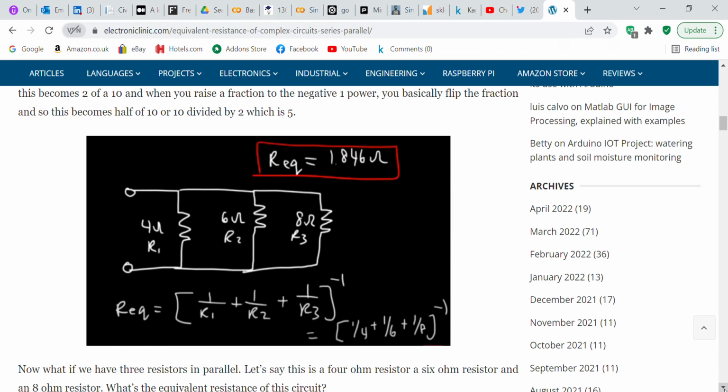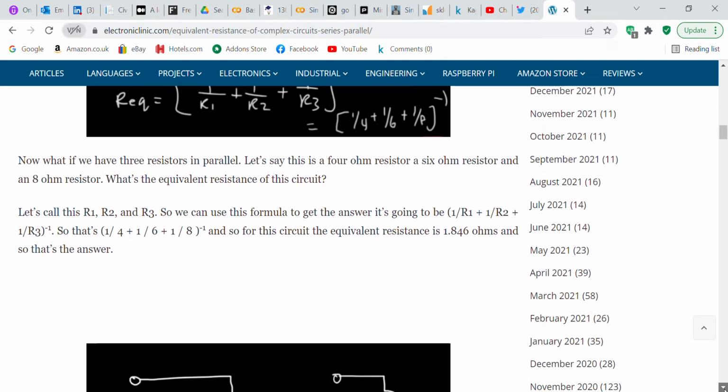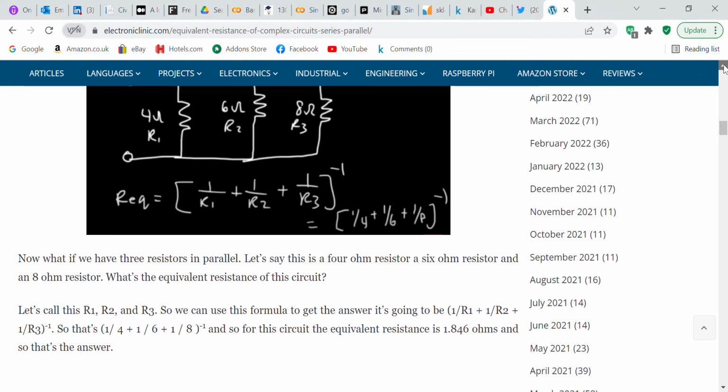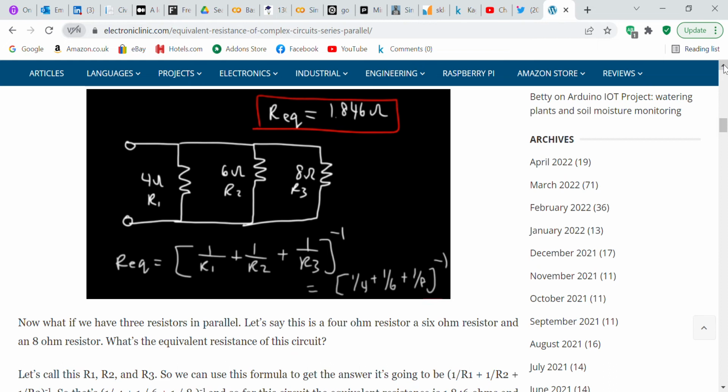So resistance equals 1 over R1 plus 1 over R2 plus 1 over R3, to the negative first power. So it equals 1/4 plus 1/6 plus 1/8, I believe, to the negative 1 power. Here it tells you how to do it. And the total resistance is 1.846 ohms. And you can see 1.846 ohms is less than the lowest resistance in the bundle.